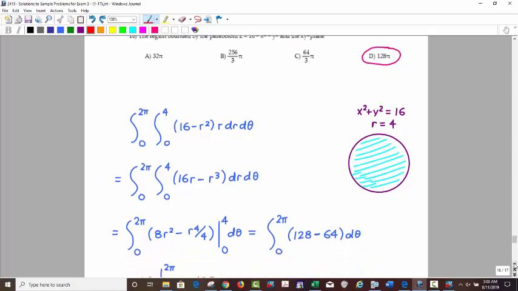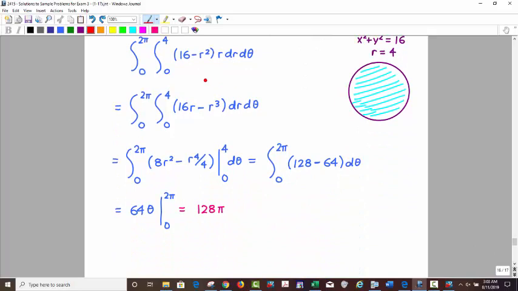So not too difficult. So it's going to be 16r minus r cubed after you multiply. There's no integration yet, I'm just distributing the r first. You could use substitution, but this is much easier. Distribute the r, then take the antiderivative. We got 8r squared for 16r, minus r to the 4th divided by 4, from 0 to 4.